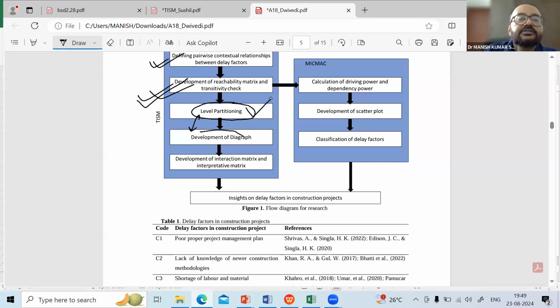What we have to do? This is development of diagram. That is the last stage. Okay, development of diagram. This we actually have to do manually. Okay, I'll show you how to do it.